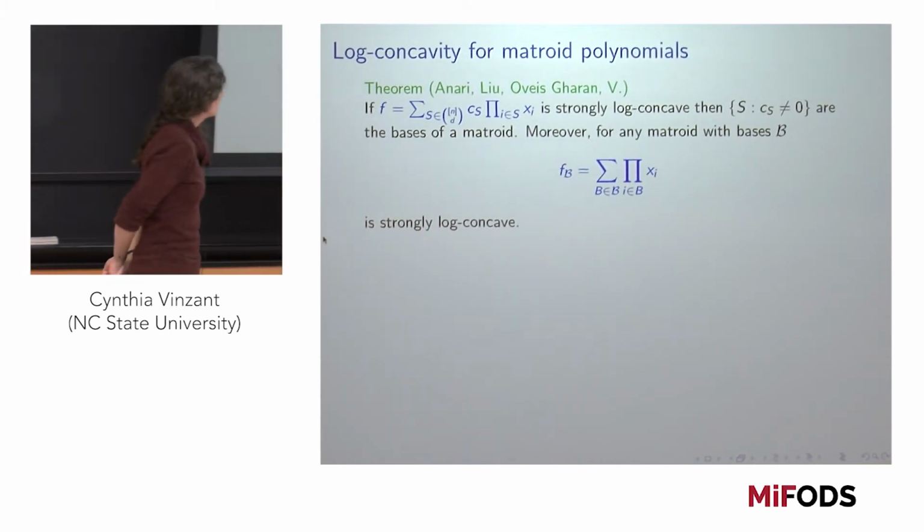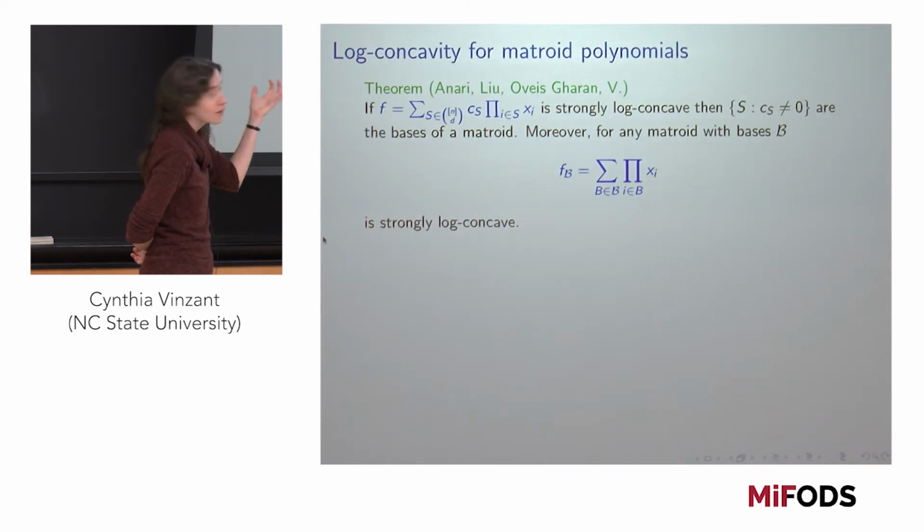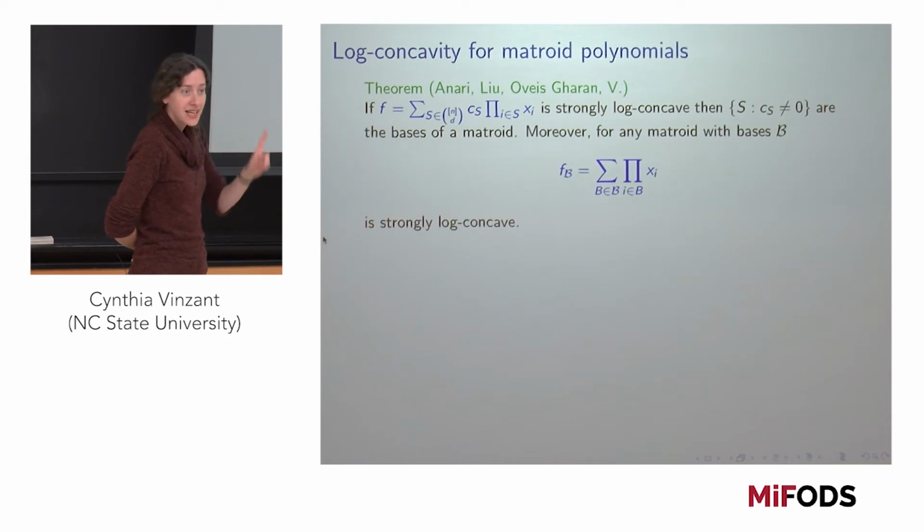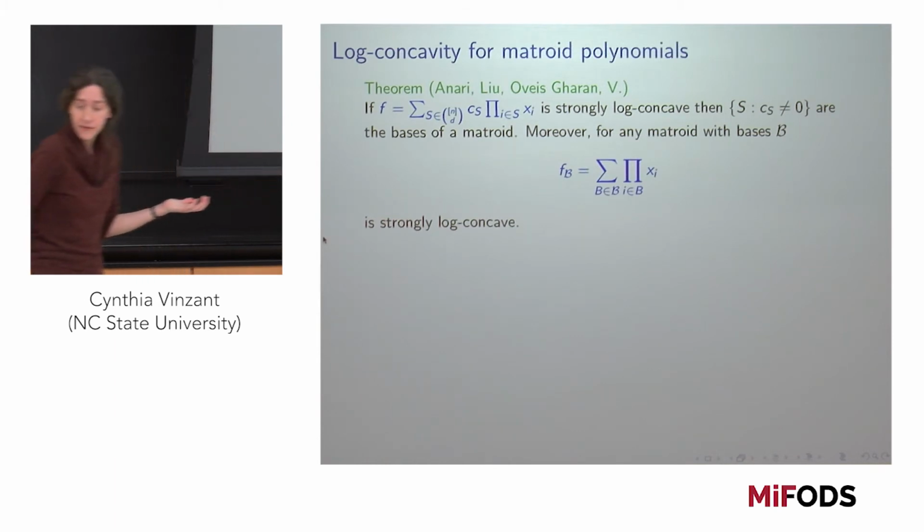So something we were able to show is that there's a very tight connection between strong log concavity and matroidness. In particular, if you have a homogeneous polynomial that's strongly log concave, then the set of subsets that show up with non-zero coefficient must be the bases of a matroid. Moreover, if you start with any matroid, you can take all the coefficients to be 1, and the resulting polynomial, the sum over all of the bases times the corresponding monomial, is strongly log concave.